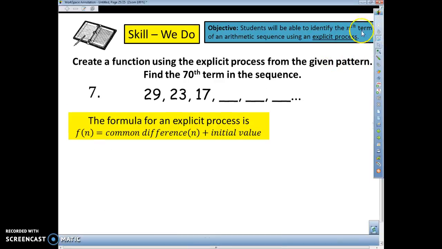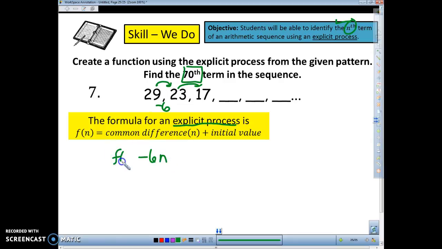Now, what we're going to do, and this is part of our objective, is identify an nth term of an arithmetic sequence using the explicit process. They want us to find the 70th term. Now, how we do that is we have to first identify our explicit process. So I need my common difference, and my common difference here is negative 6. I'm subtracting 6 every single time. So f of n equals negative 6n, and I need to add my initial value.